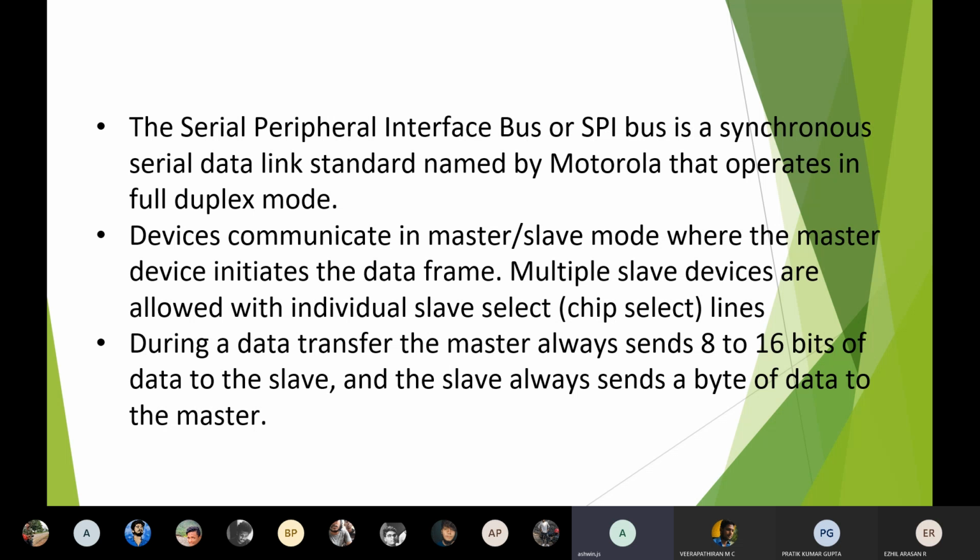And while transferring the data, the master will send the data, which may be 8-bit or 16-bit, to the slave. Similarly, the master also receives the data from the slave, but the slave can send only 8-bit data. So here they represent it using the byte, where 1 byte is equal to 8 bits. So the slave can send 8-bit data only at maximum, but the master can send a minimum of 8-bit, up to 16-bit, transferring the data serially. Okay.